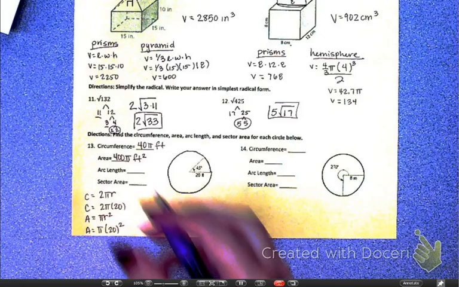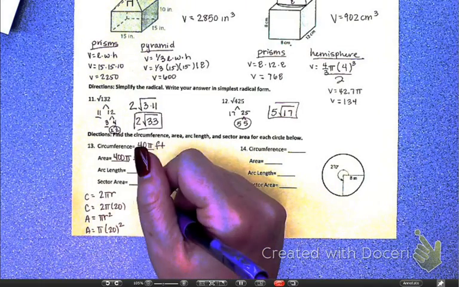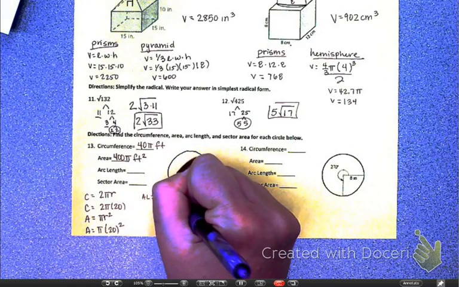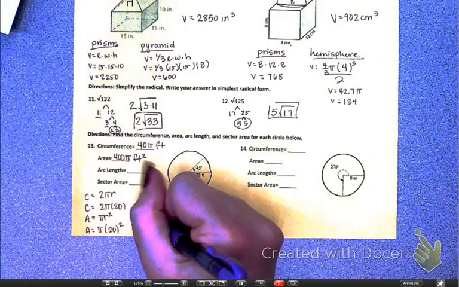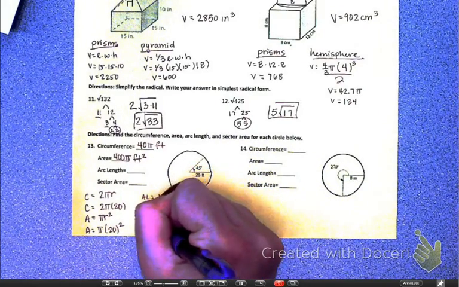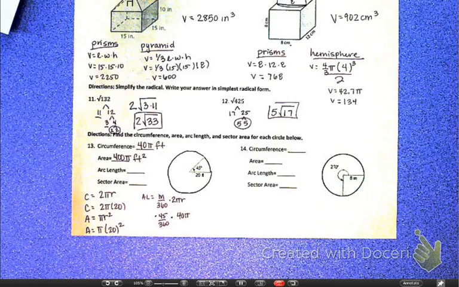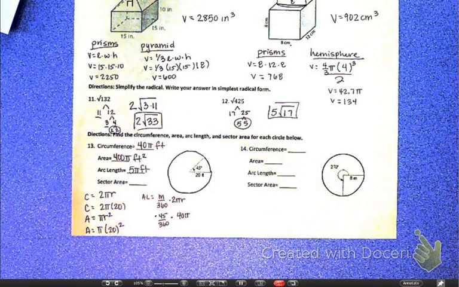Arc length. Who remembers the arc length formula? Oh, hold on. m over 360 times 2 pi r. And 2 pi r is your circumference, which you just found. Right? I know what the circumference is. So m is 45 over 360, and my circumference is 40 pi. I just found that. I don't need to plug it in again. Right? 45 over 360 times 40 gives you 5 pi feet for your arc length.